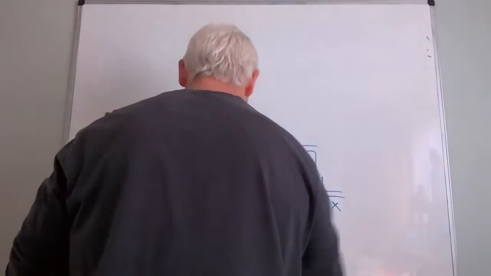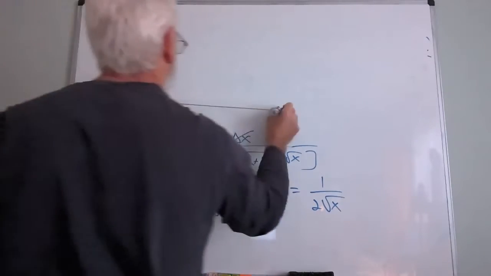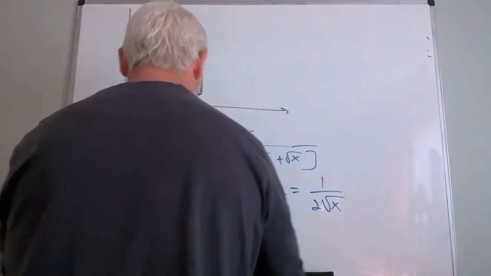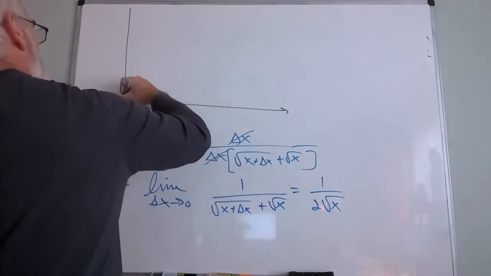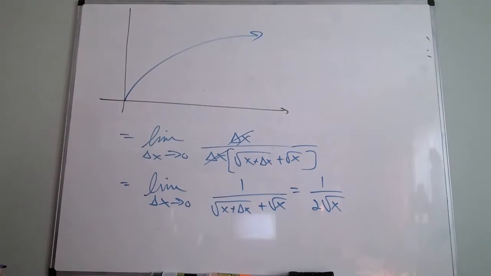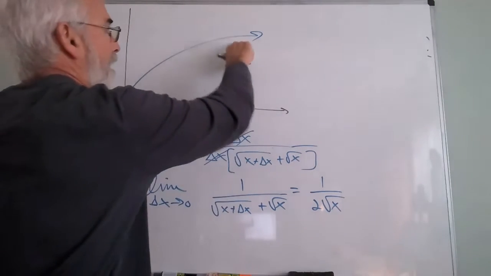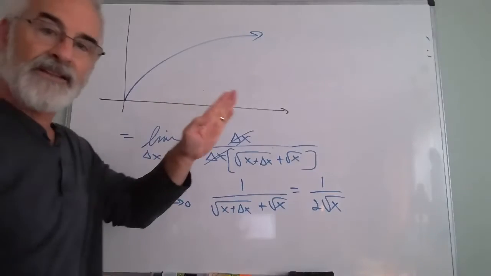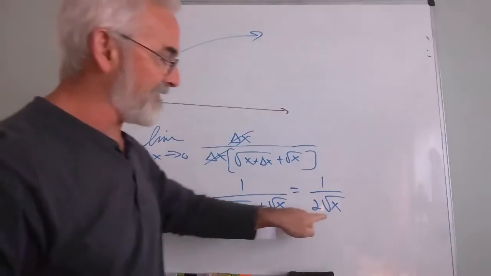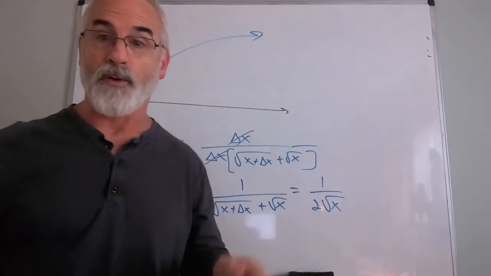Alrighty. So if I drew a picture of the square root function, it looks something like this. We know basically it's the top half of a sideways opening parabola. So as x gets bigger and bigger and bigger, what's happening to my tangent lines? They're getting less and less and less steep. As x gets bigger and bigger and bigger, the slopes are getting smaller and smaller and smaller, always positive.